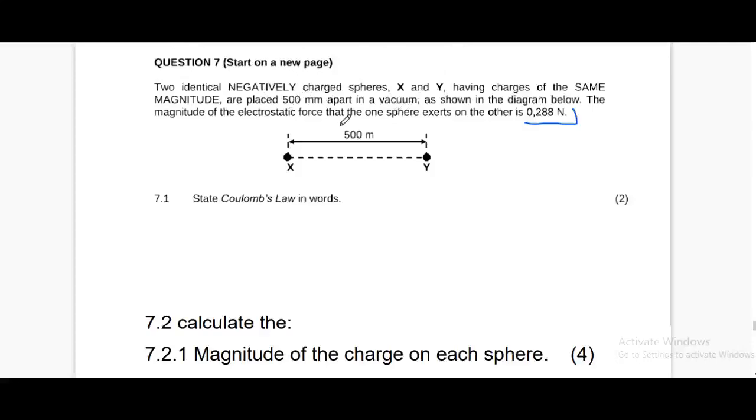As you can analyze this statement, you can see that the charges are identical, so their charges are equal, and they are negatively charged. They did not give us the charges. How much are the charges? We are going to have to calculate them. Now 7.1, state Coulomb's law in words.